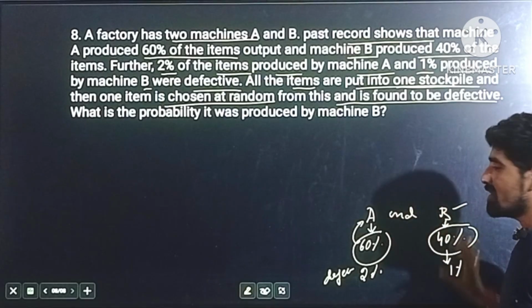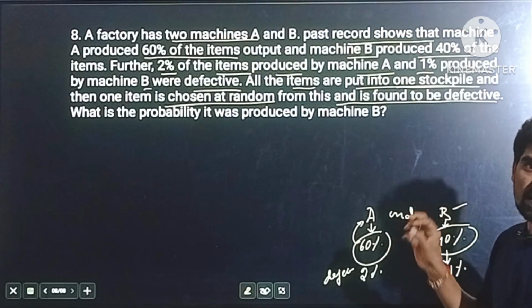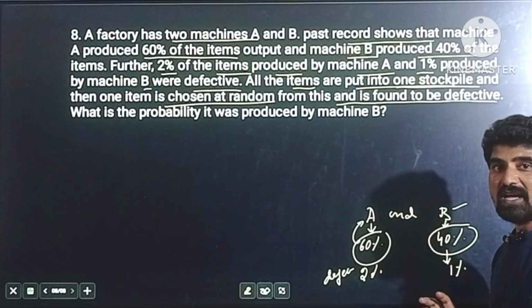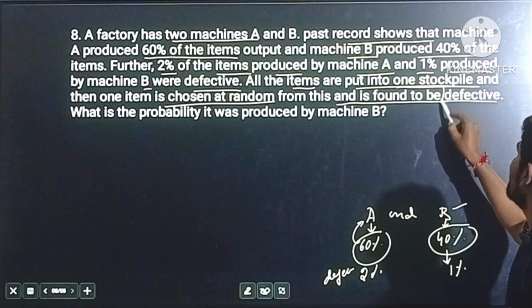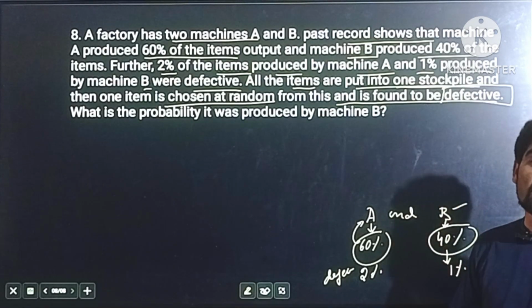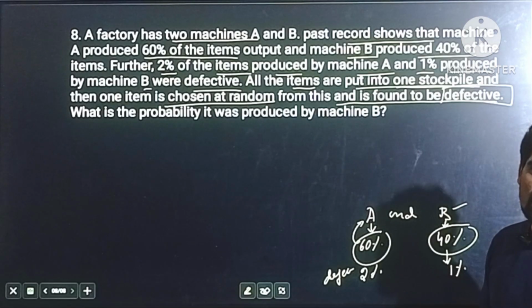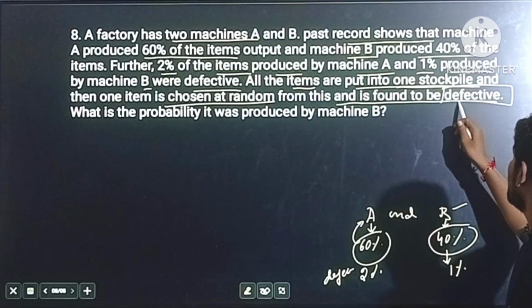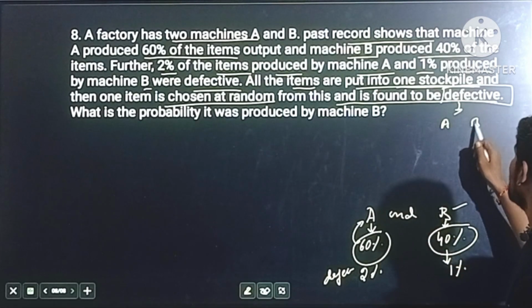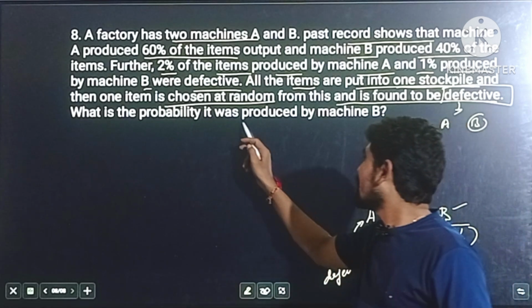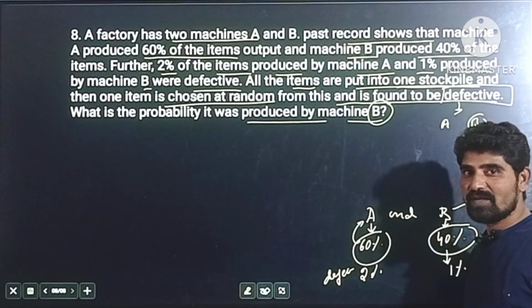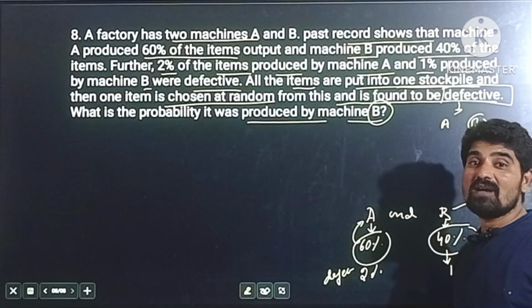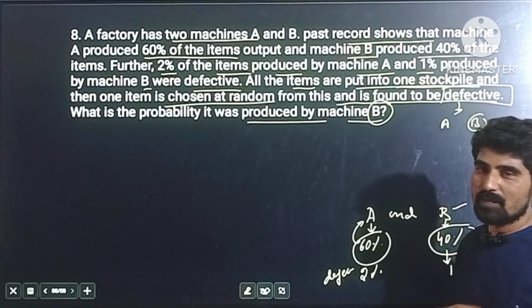So all the items produced by machine A and machine B are kept in one stock file, and then one item is chosen, which is found to be defective. So this is the given event. The chosen item is defective, and that defective item may have been produced by either machine A or machine B, but we need to calculate the probability that it was produced by machine B. Hope all of you understood.